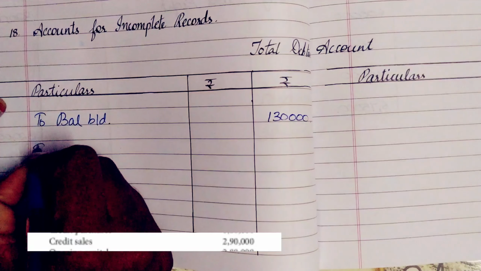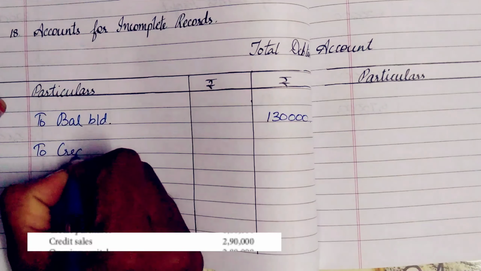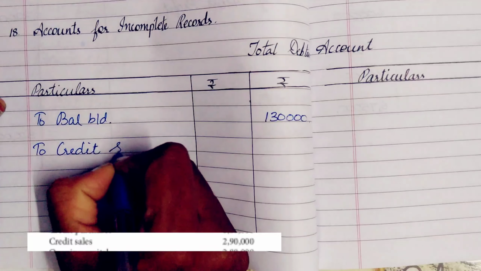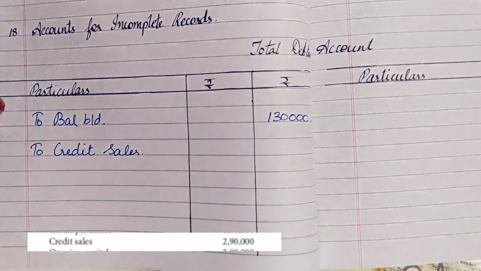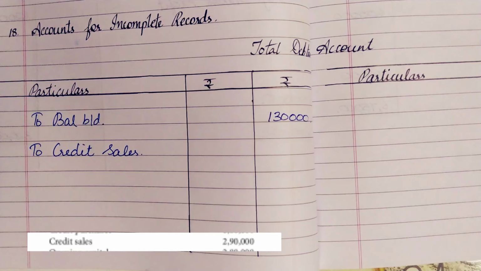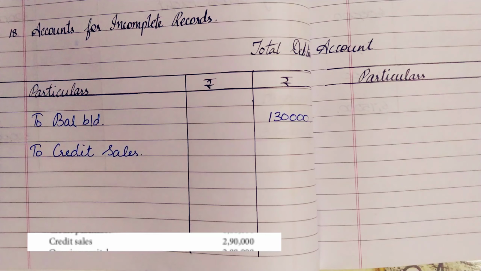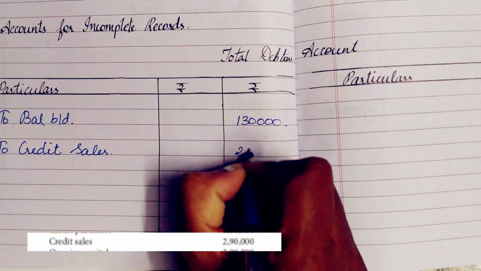Next item other than this is going to be the credit sales, which is the answer in the other sums, but in this sum it's going to be the closing debtors which is going to be the answer. Therefore credit sales is already given in the sum in the additional information. So credit sales is 2,90,000.